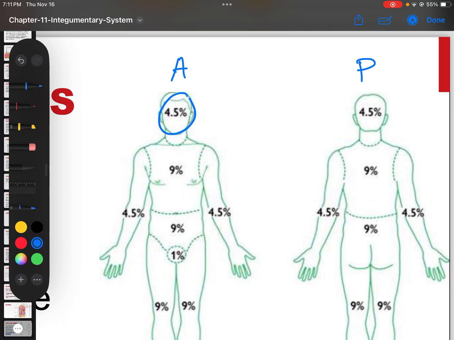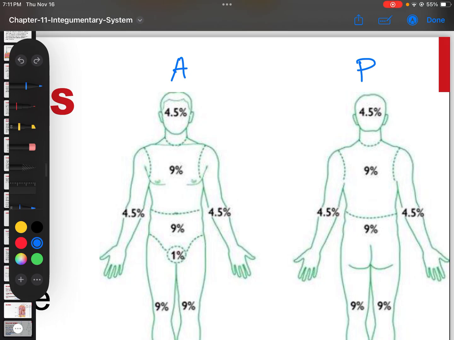For example, the anterior head is worth 4.5%, while the anterior thorax is considered 9%. Now, class, there are also divisions based on the terms.